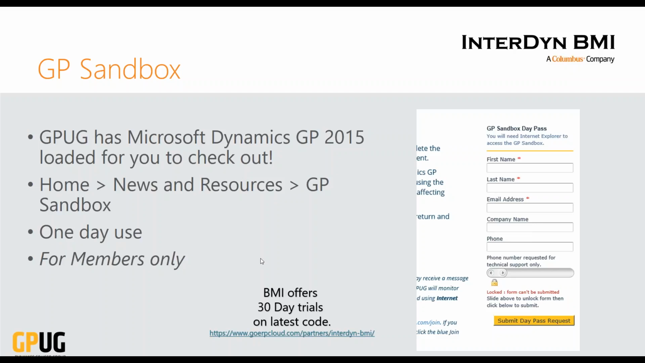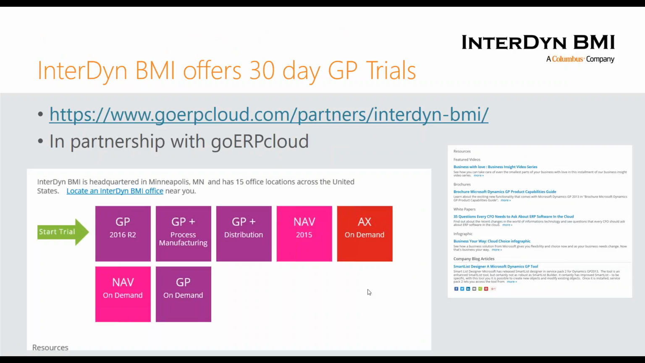Now I also want to mention, as you can see here, we're even one better. BMI, we offer up a 30-day eval for GP trials. And so if you want to experiment and see what's in GP 2016 R2 as an example, manufacturing, distribution, maybe you want to see what GP in the cloud is working like, this is an excellent way for you to do some of the downloads and to learn. We do this in conjunction with Go ERP Cloud, and again, it's a free trial. So this is an excellent way for you to find out what's coming up and how it's going to work, to do some different tests and so forth.